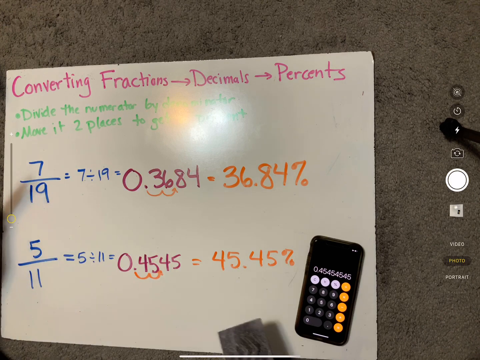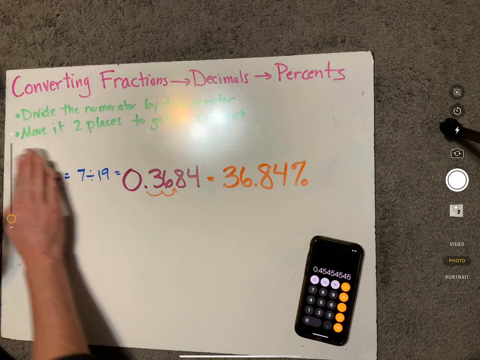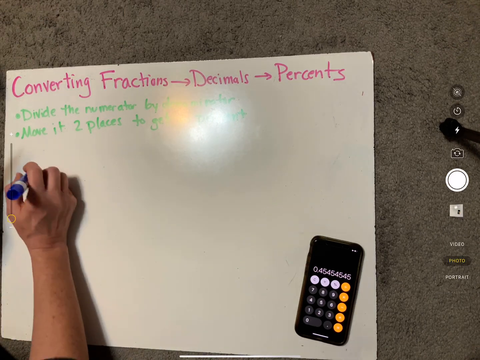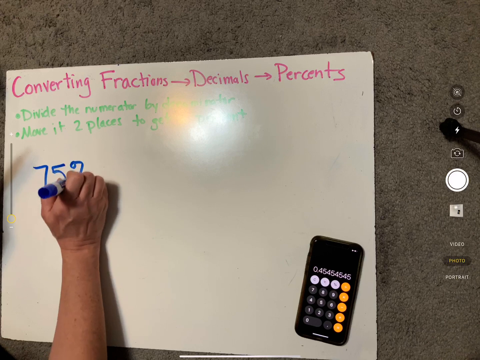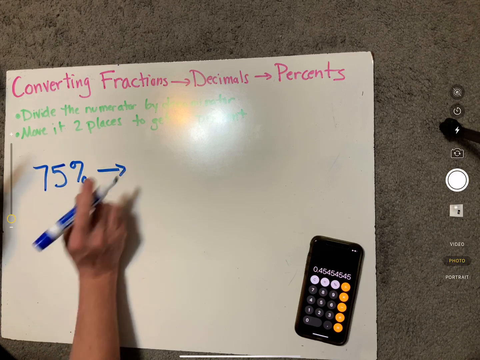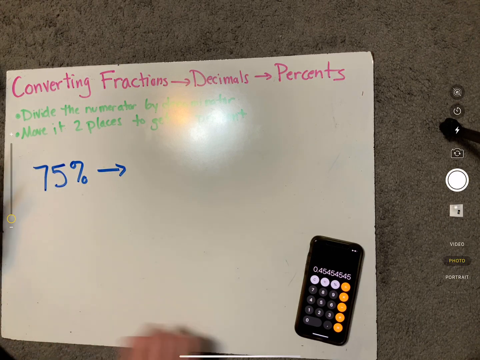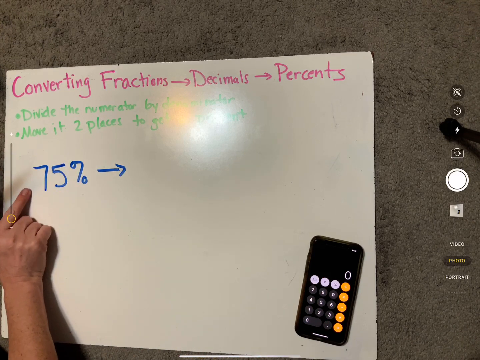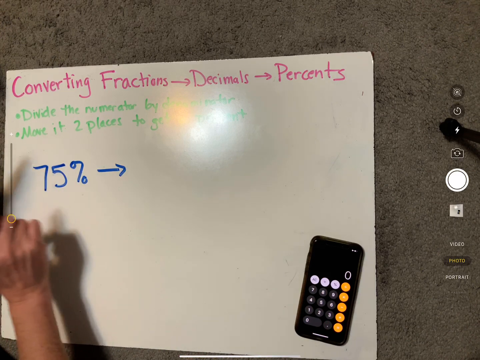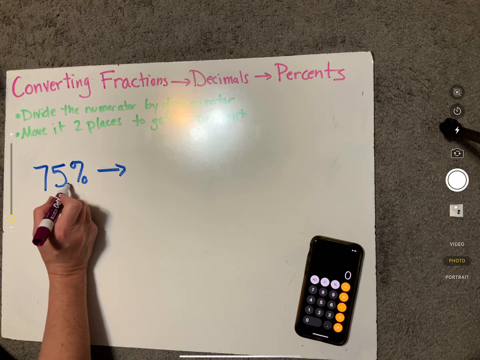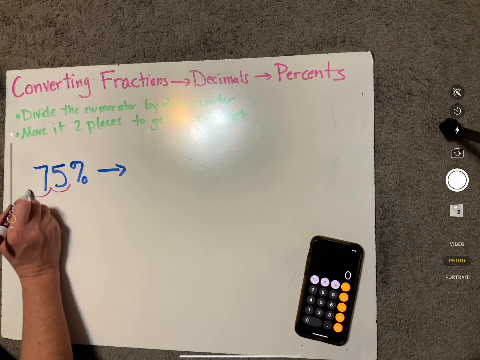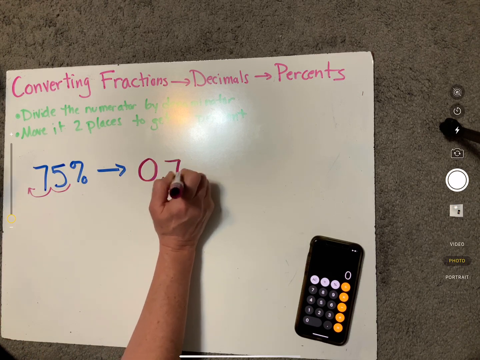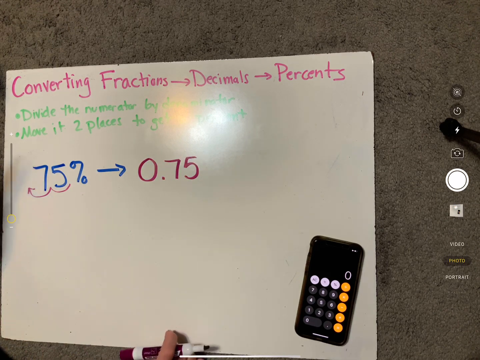Okay. Now, if I was going to take a percent like 75% and change it into a decimal, how would I do that? So if I had this, to get the percent, remember we moved it 2 places this way. To undo it, to get to a decimal, we would move it 1, 2 places the opposite way. So the decimal for this would be 0.75.